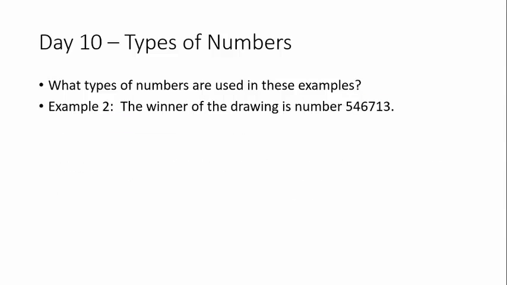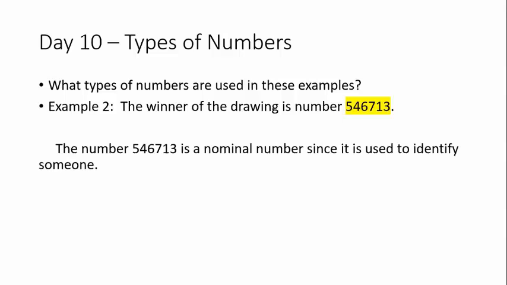Here's another example. The winner of the drawing is number 546713. What type of number is this? This is an example of a nominal number because it is used for identification.